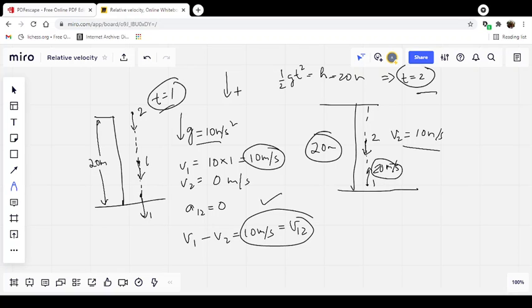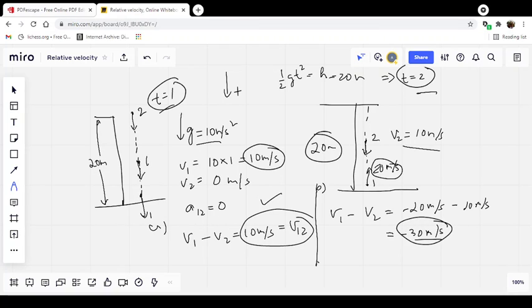So what would be the relative velocity? The relative velocity in this case would be the velocity of the first ball minus the velocity of the second ball. So this was the first case. For the second case, the velocity of the first ball would be minus 20 meters per second, since we have taken downward direction as positive, and the velocity of the second ball is 10 meters per second. So this would give us the relative velocity as minus 30 meters per second. That would be the velocity of the first ball with respect to the second ball just after it has struck the ground.